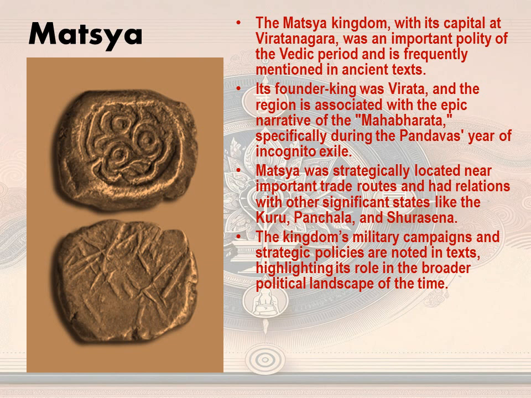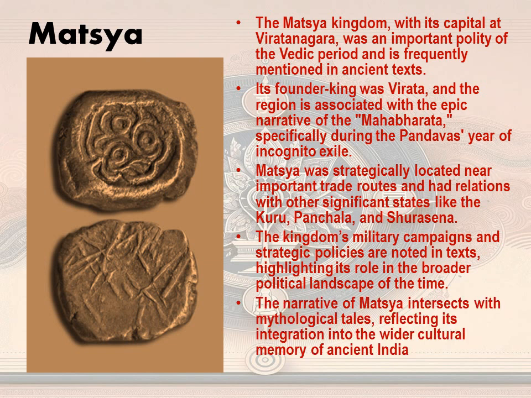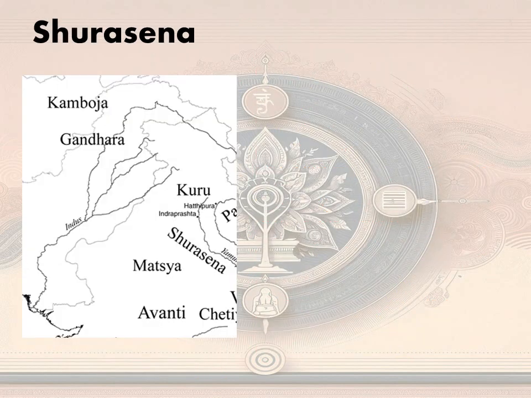So Matsya had a very important alliance with Kuru, Panchal and Surya Sena, highlighting that it played an important role in the political landscape of the 6th century BC. The narrative of Matsya intersects with mythological tales, reflecting its integration into the wider cultural memory of ancient India.